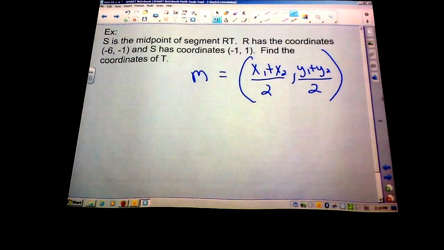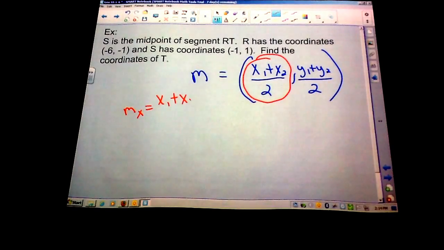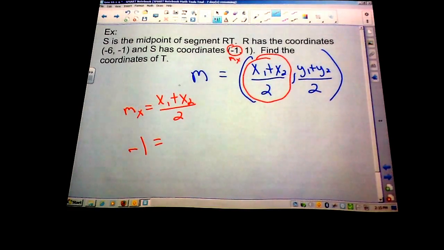Now I'm going to focus just on the x coordinates formula real quick. So I know my midpoint of the x is equal to x1 plus x2 divided by 2. So let's see what we know. We know that S is the midpoint. So this would be my M sub x, as I've called it over here. So M sub x, that's my midpoint value, is -1. I'll plug that into the formula real quick.